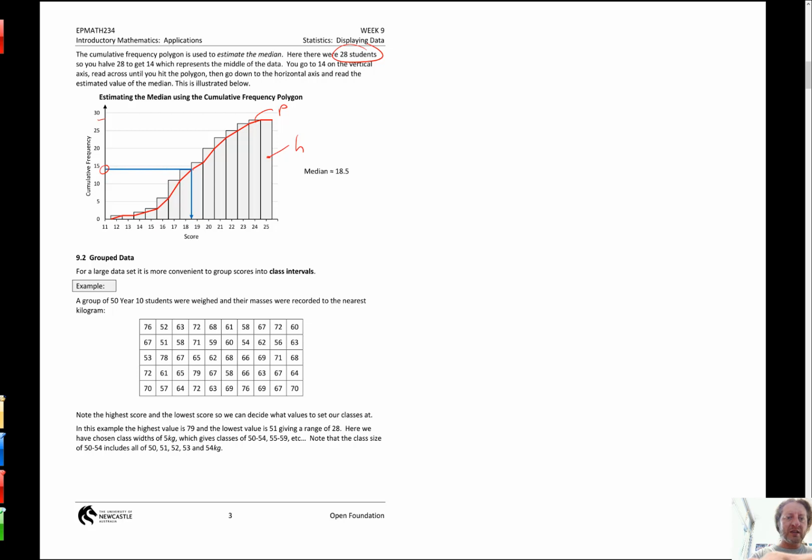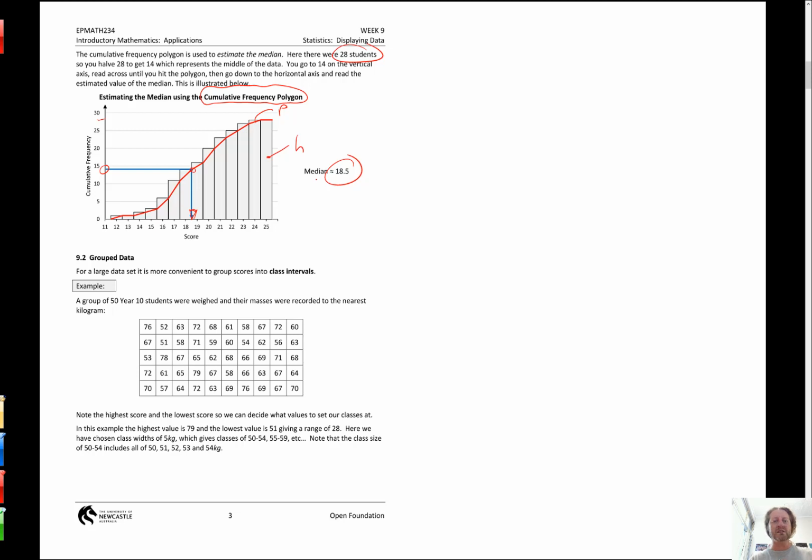Go across until you hit your red line. Don't care that the box is there. I'm using the cumulative frequency polygon. I'm not using the boxes, I'm using the polygon, and that was me hitting it, and then I took it down. Now, where is it meeting on the axis? It's exactly halfway between 18 and 19. Hence the median, or the estimate of the median of this data is 18.5. So there's many more things you can use it for, but in terms of our course, we may just be asked to estimate the median using that cumulative frequency polygon.